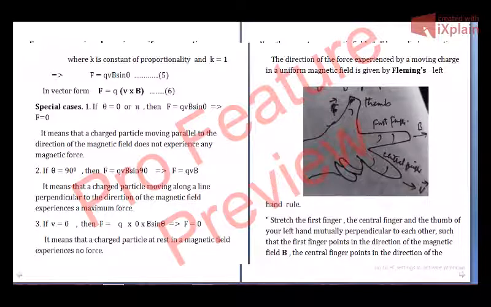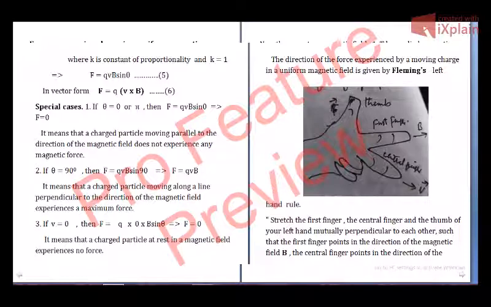Number 2, if theta is equal to 90 degrees, then F is equal to QVB sine 90, and as you know, sine 90 is equal to 1. So this implies F will be equal to QVB. What does it mean? It means that a charged particle moving along a line perpendicular to the direction of the magnetic field B experiences a maximum force. So when the charge is moving at right angles to the direction of the magnetic field B, it will experience a maximum force, and that maximum force is equal to QVB.